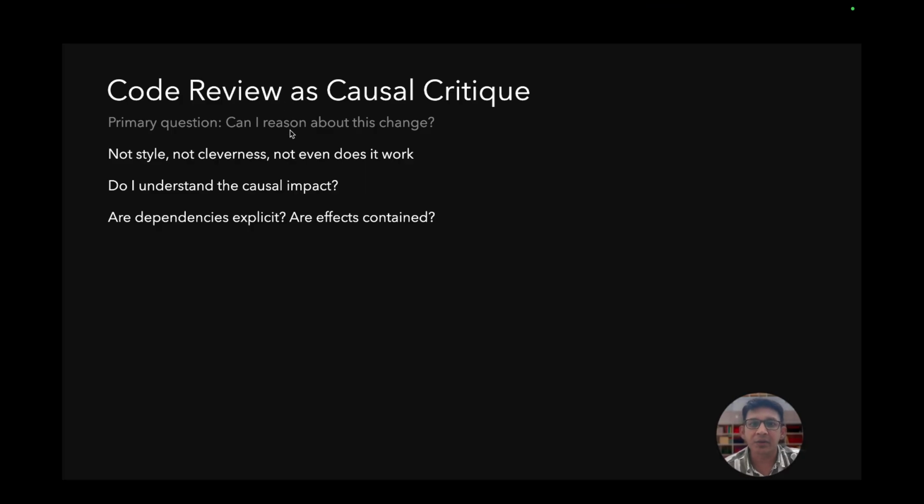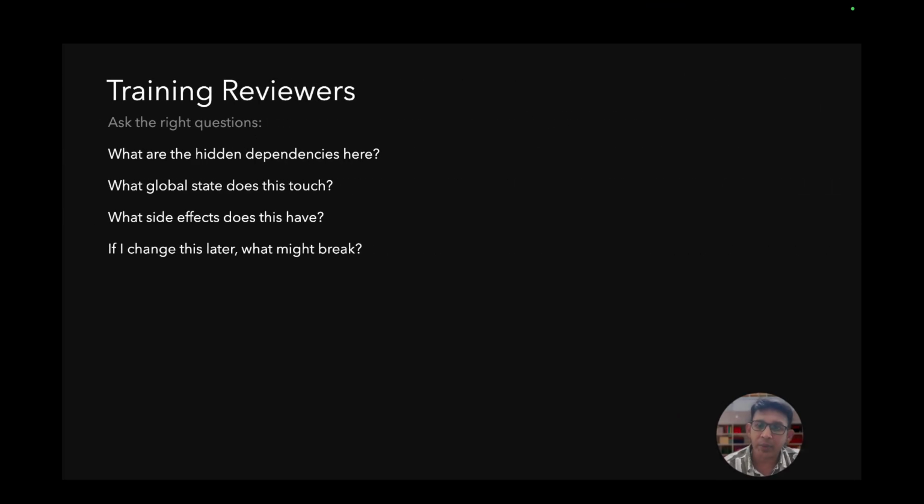Now, this requires training reviewers to think causally, to ask questions like, what are the hidden dependencies here? What global state does this touch? What side effect does this have? If I change this later, what might break? Good code review catches causal opacity before it enters the code base.